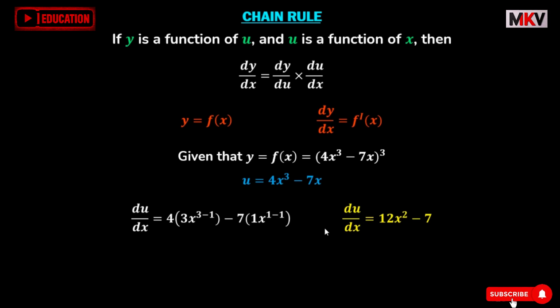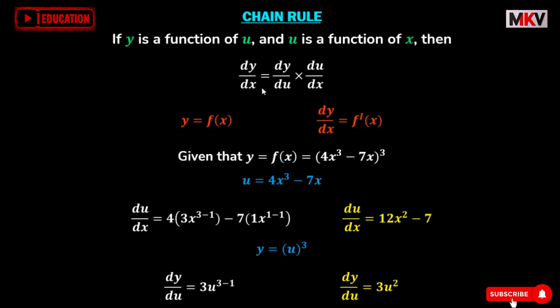After finding this derivative, we come to our y. Since we replaced the terms in the bracket with u, our y becomes u to the power 3. We differentiate y with respect to u, so we have 3u to the power 3 minus 1. The exponent becomes a coefficient, and we subtract 1 from it. So dy/du is equal to 3u squared. Now we found dy/du and du/dx, so we substitute them into the equation to get dy/dx.